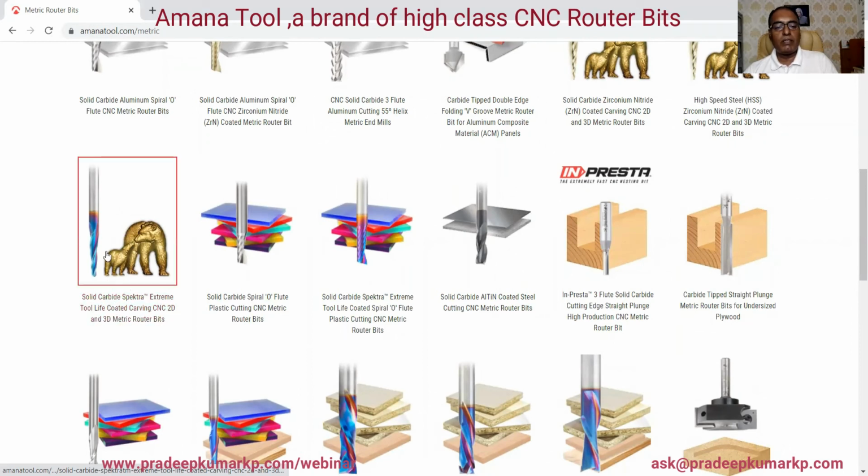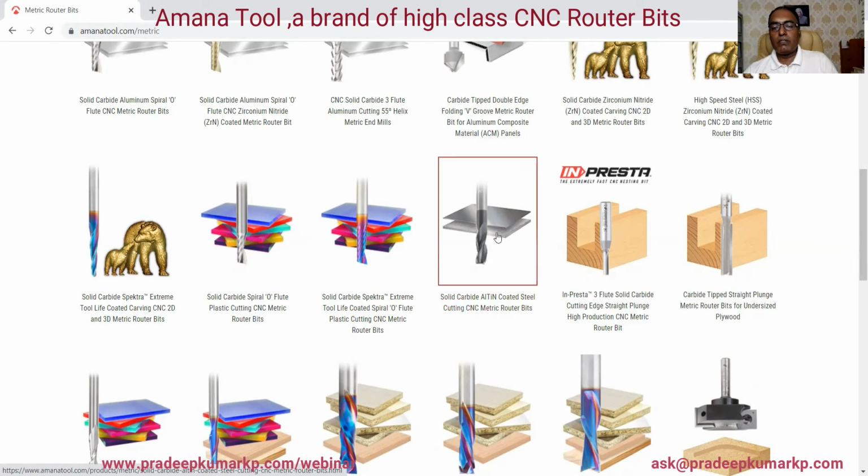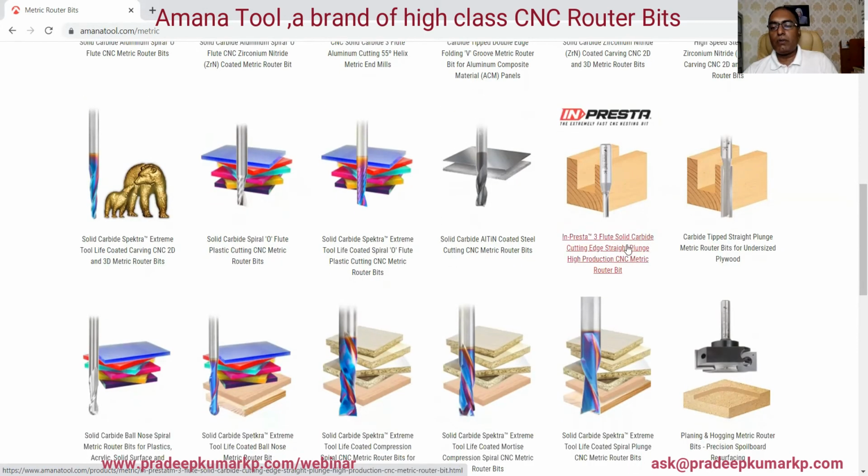So the tool life is much higher, and solid carbide with this is for plastic cutting, and also a solid carbide with higher tool life, O-flute, for plastic cutting only. This is also plastic cutting with a coating. Okay. Here solid carbide aluminum titanium nitride coated for steel cutting. So this is for steel cutting. This tool is for steel cutting, and here a flute carbide cutting edge straight plunge tool like this slot tool, if you want high production CNC.